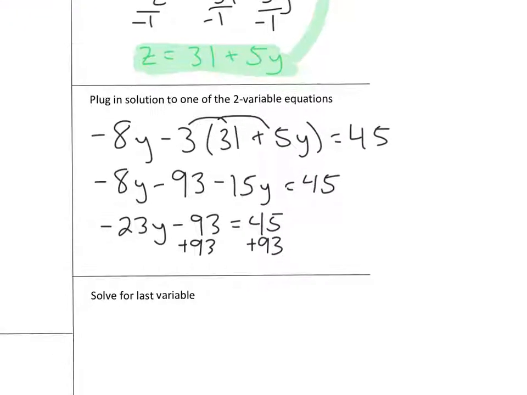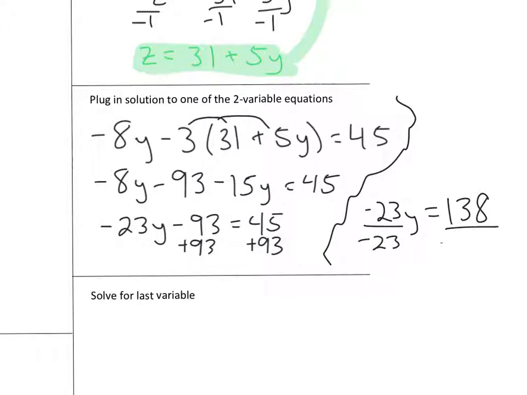And that's going to give me, well, let's go ahead and do it. 93 plus 45, I got 138, so I'll go ahead and write it over here. Negative 23y is equal to 138. Now, all we have to do is divide, so we divide by negative 23 on both sides. And then we get 138 divided by that negative 23, and I get y equals negative 6. And that's a big piece of information. We've been looking for something like that. So, boom. That's one of our answers.